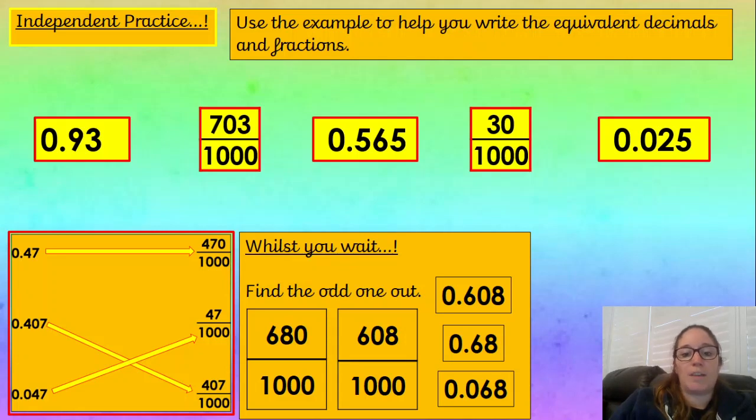Okay, so the odd one out here is actually 0.068. Because 0.68 is equivalent to this fraction, 0.608 is equivalent to that fraction. So for this one, we would actually need a fraction of 68 over 1,000. So that's the odd one out.